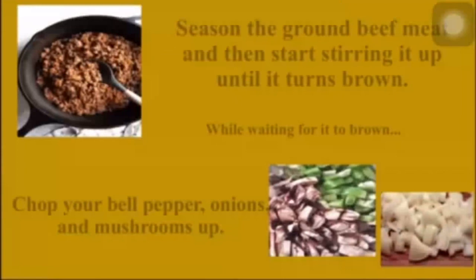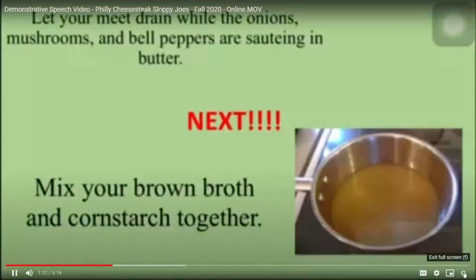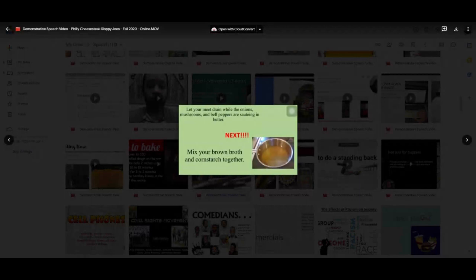Well, when you get done, you can begin cooking your meat. So you begin stirring it, or you can just let it sit and cook. If you let it sit and cook and turn brown, you can begin chopping your bell pepper, onions, and mushrooms up. It kind of speeds up the process, so you won't be just waiting on one thing to get done. Once your meat gets done cooking, you pull it into a drainer. A drainer is a container that has holes in it to drain the grease off your meat.